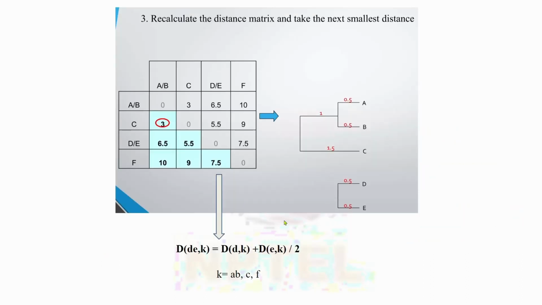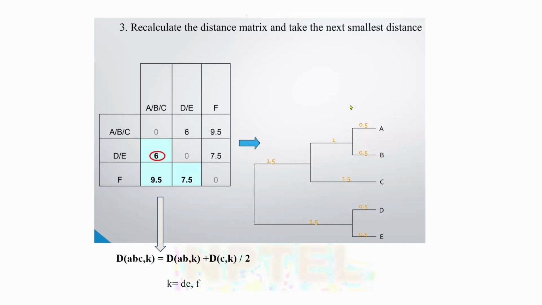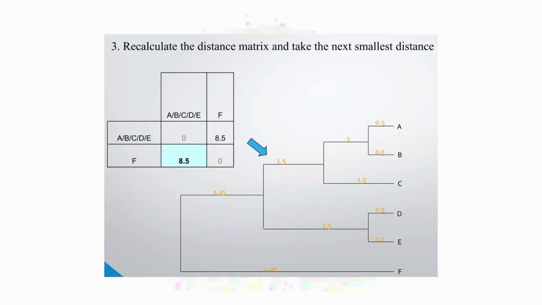Then again we reconstruct the matrix using the same average formula. In the new matrix, we have the smallest value between the combined node A, B and C. So we have joined C here. Here the values 0.5, 1, 1.5 denote the branch lengths. Similarly, we keep on recalculating the distance matrix and keep on constructing the tree. Finally, we lead to a final tree.